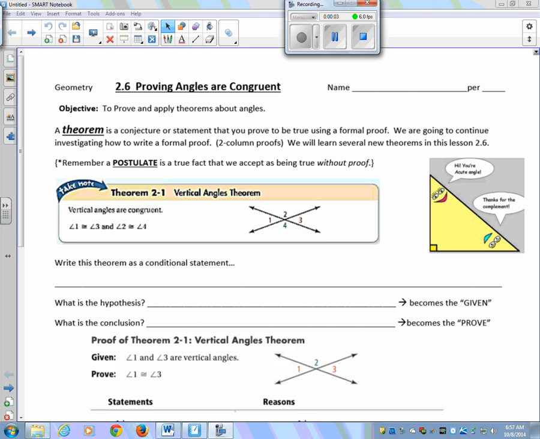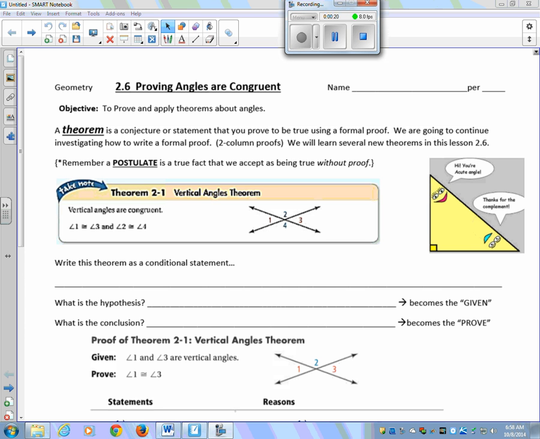Hello, this is Mrs. Myers, and today we're going to be learning lesson 2.6 about proving angles are congruent. We have several theorems that will be helpful to us for solving diagrams and for using in proofs.